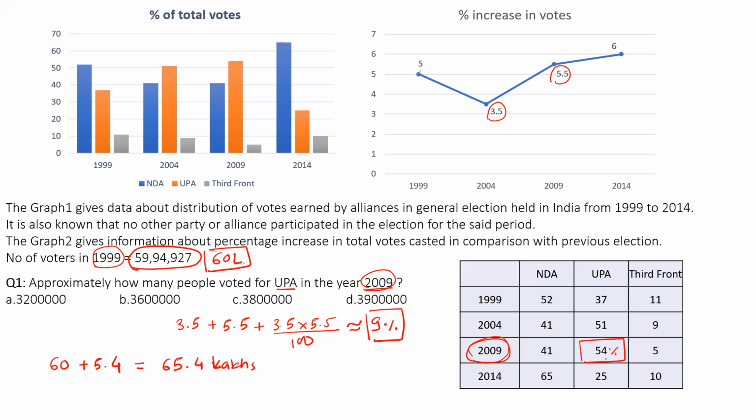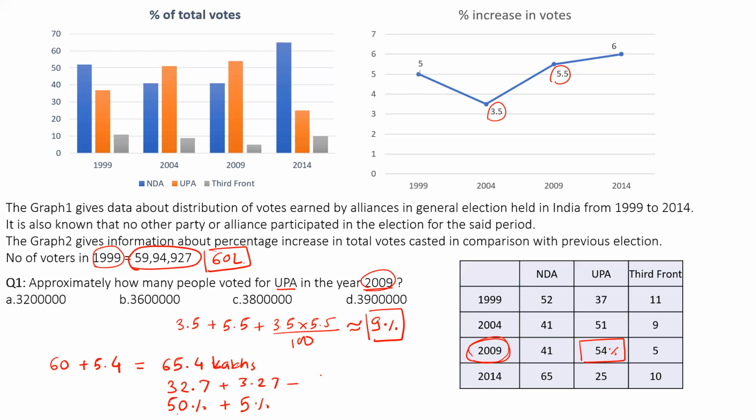Now I need to calculate 54% of that. I can easily calculate 50% of 65.4 simply by dividing it by 2. So it will be equal to 32.7. I can easily calculate 5% of this by simply dividing 50% by 10. So it is nothing but 3.27 lakhs. And now I have calculated 50 plus 5, that is 55%.